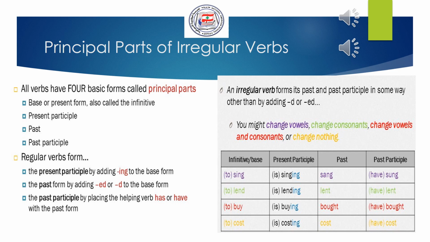Lend, lending, lent, lent. Buy, buying, bought, bought. Cost, costing, cost, cost. And as you see, in the second example, we changed the consonant from d to t. In the third example, we changed the vowels and the consonant. And in the last example, there's no change.